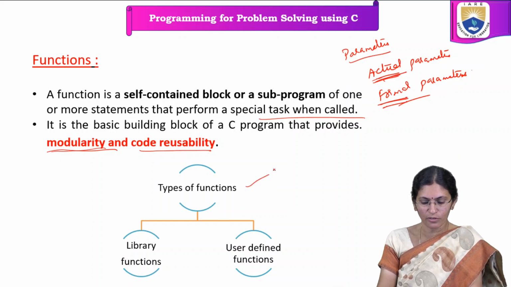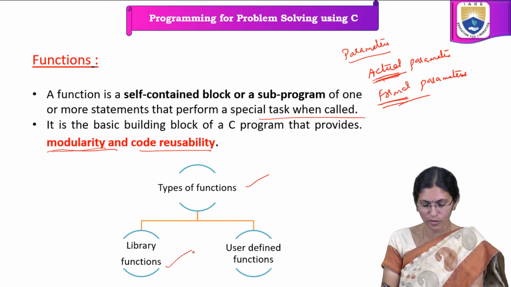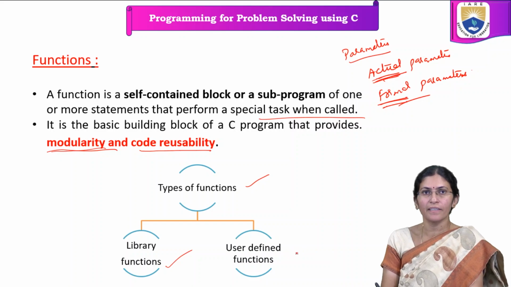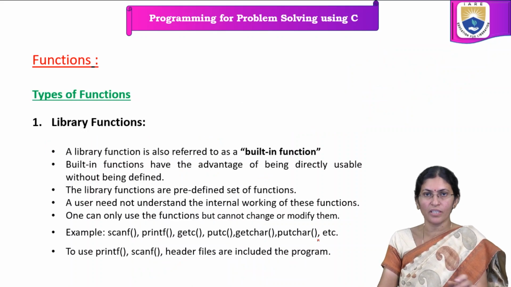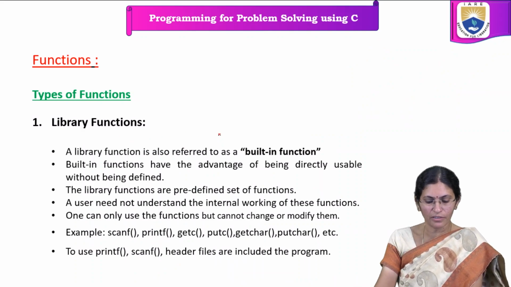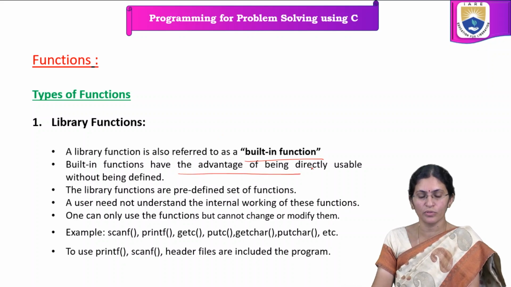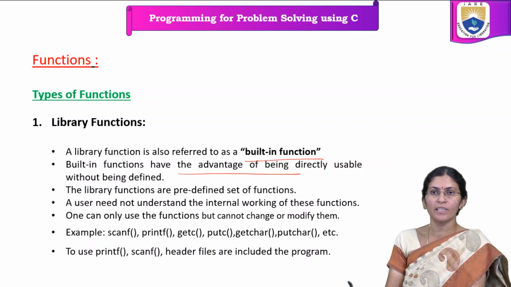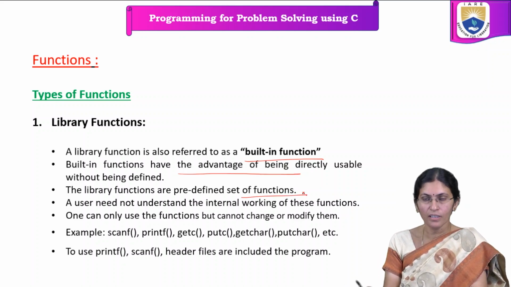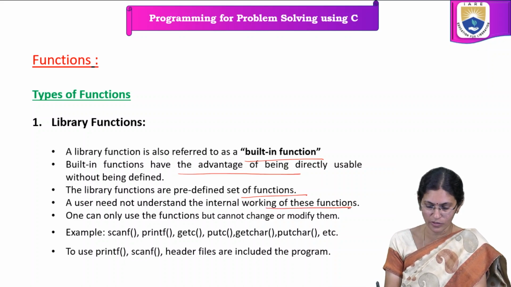There are different types of functions available: library functions and user-defined functions. Library functions are predefined functions, also called built-in functions. User-defined functions are the functions written by the programmer or user. Library functions have the advantage of being directly usable without being defined. These are a predefined set of functions, and the user need not know the internal working of these functions.